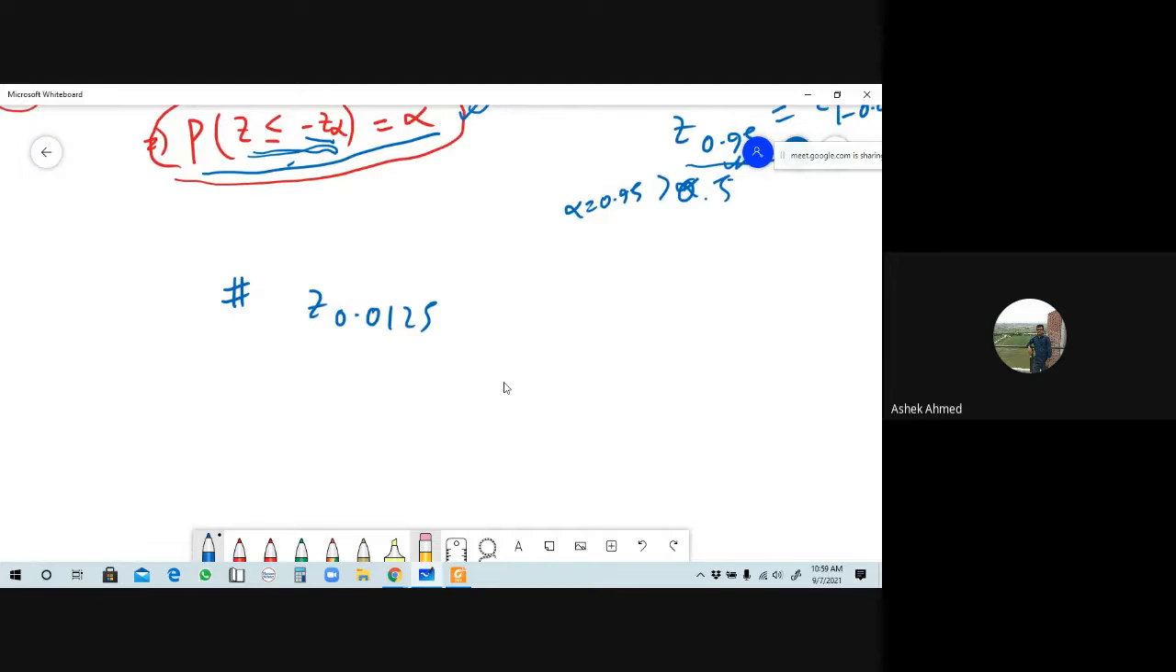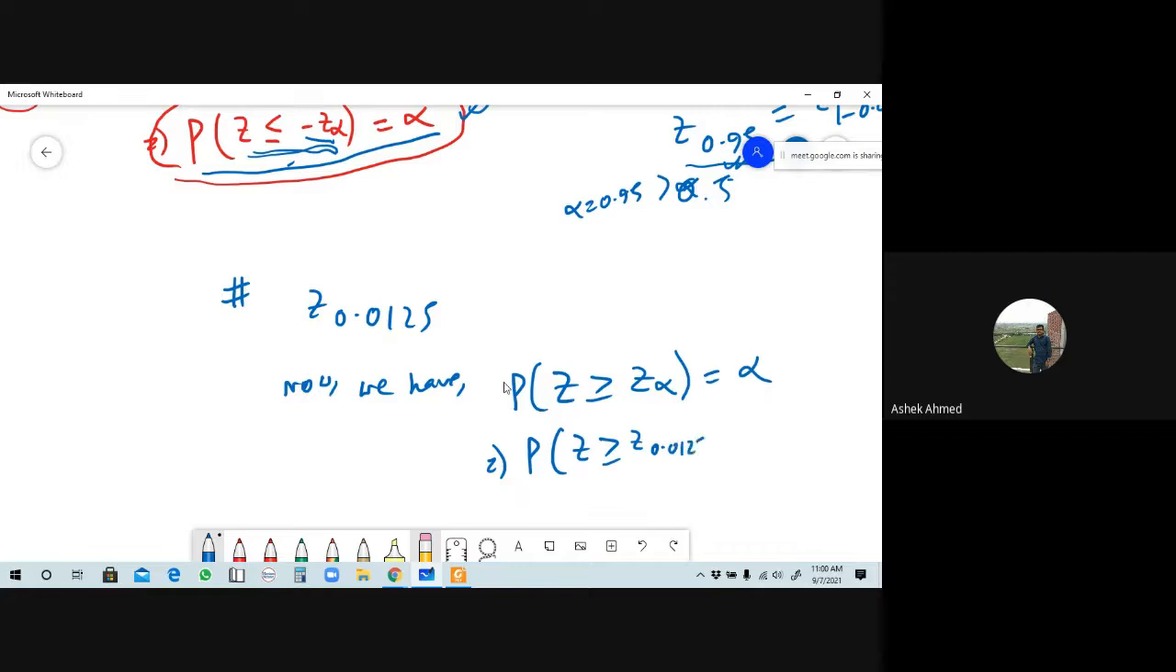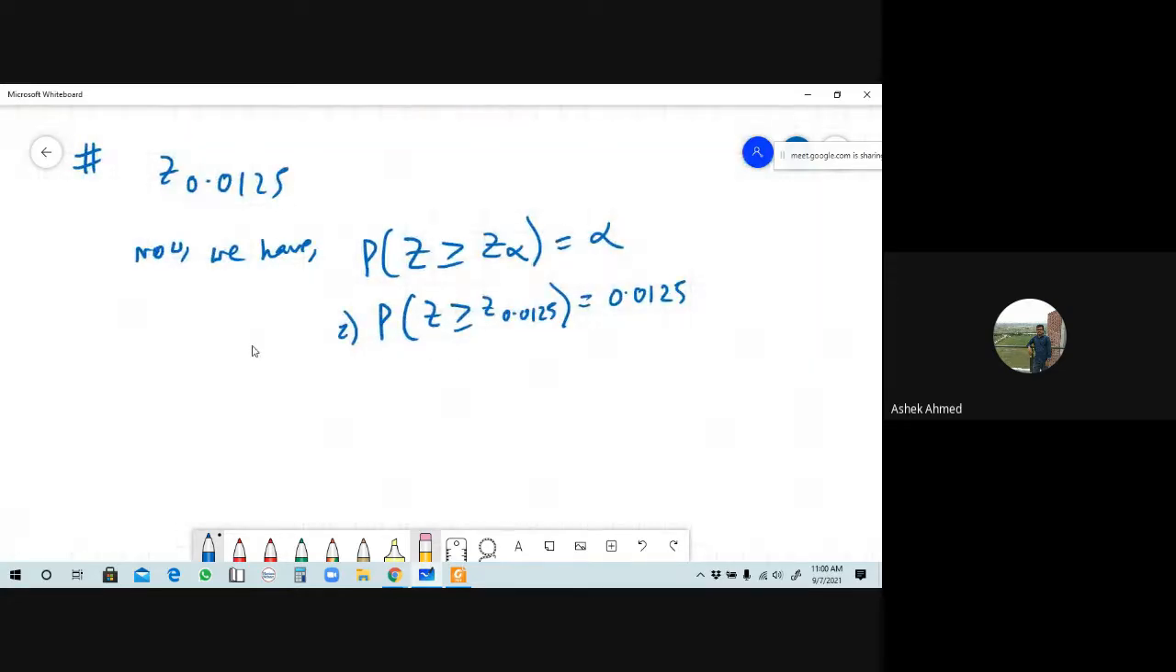Okay, so the value of alpha is this. Now you can write, we know the probability of capital Z greater than or equal to z suffix alpha. This is our formula, yes sir. So from here, this is the probability of capital Z greater than or equal to z suffix 0.0125, and that will be 0.0125, is it right? Response me, yes sir.